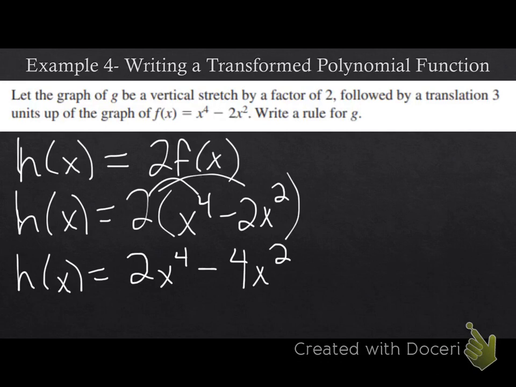So now this is my last transformation that I'm writing a rule for. So I can now call this one g of x. And so what am I doing to my h of x function to translate it 3 units up? What's that little formula we used Friday? Wait, is it the facts one? No. No.